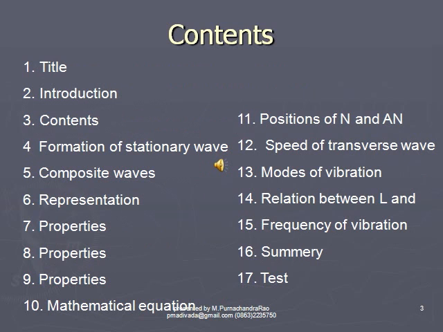First, the formation of a stationary wave, and the composite waves which produce stationary waves. How the wave is represented. Then we study the properties of these waves, the mathematical equation that can be used for studying these waves, then the positions of nodes and antinodes. The speed of the transverse wave will be discussed.